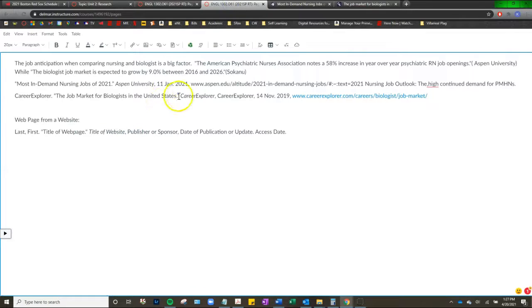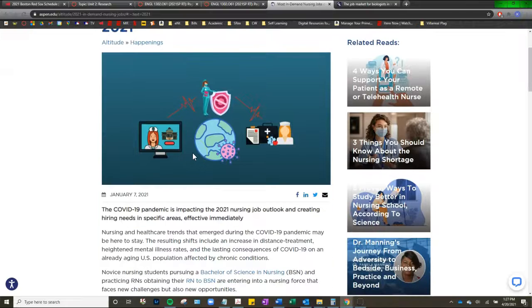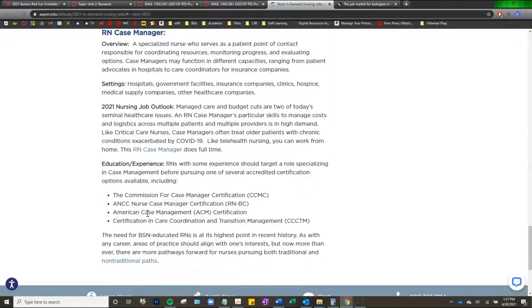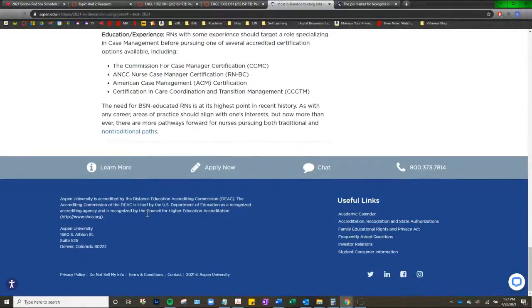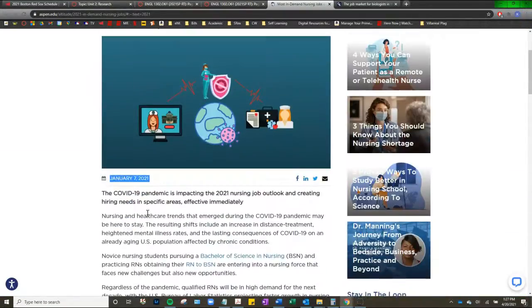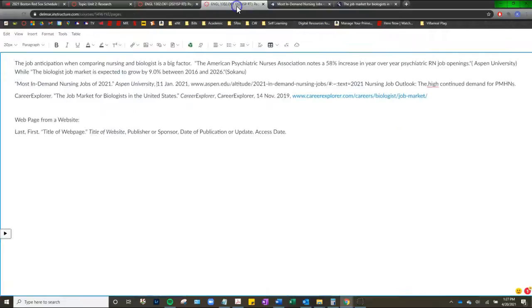So let's see here. The example has the 11th of January 2021. Let's see if this checks out. This says the 7th. This is when it was originally published. I'm not seeing anything else about January 11th. Okay, so we're really close. Get that fixed up. Now the date of publication ends with a period, so we can end it with a period right here.